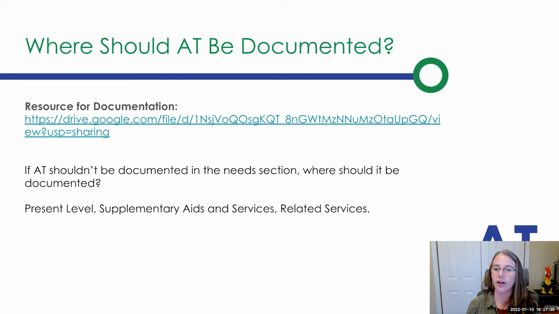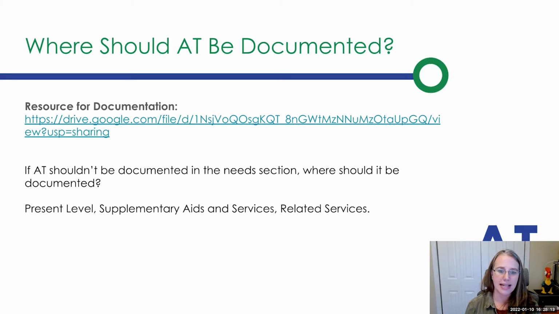So again, if a student is already using AT, it's going to be showing up in that present level. Under supplementary aids and services, this is where that devices part comes in. So if your team determines that a student needs assistive technology devices, remember that could be any type of commercially made or modified item that your student's using. So this is where you're going to be documenting the text to speech, speech to text, wheelchair, word prediction, screen enlargement. All of those things are going to be put in under supplementary aids and services.